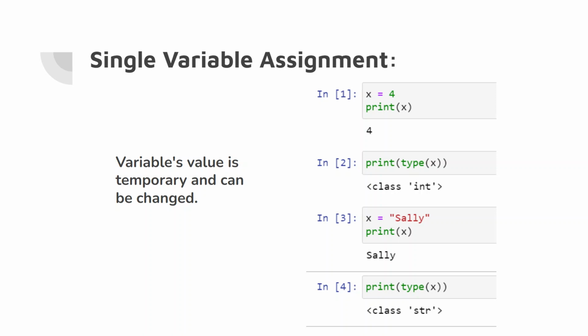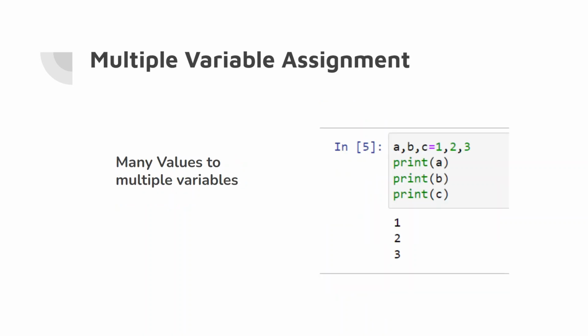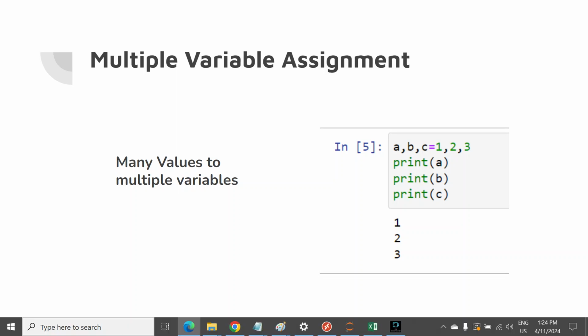A variable's value is temporary and can be changed. So the value is 4 now, but if I change to x is equal to Sally, it will remove 4 and assign the value Sally, right? And it also changes the data type. So variables generally have a temporary value, you can change it anytime. Multiple variable assignment. So many values to multiple variables, so a, b, c is equal to 1, 2, 3 and you can print it. So in Python you can assign multiple values to multiple variables.